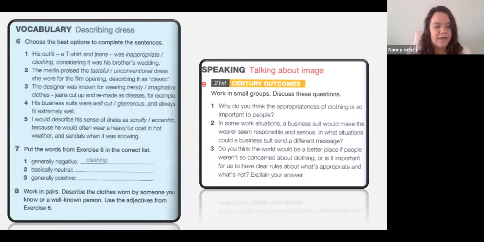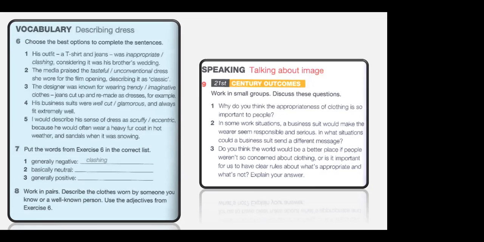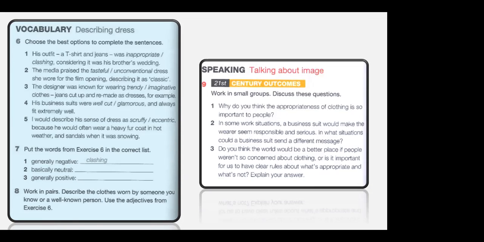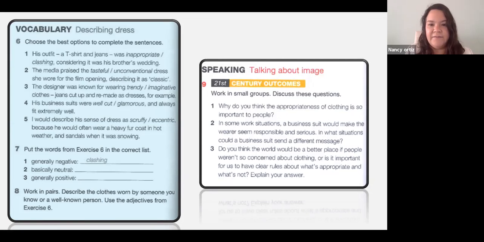Glamorous. Glamorous. Two more. Trendy. And one more that is usually positive. Imaginative. Very good. Exactly. Perfect. Now we won't do activity 8, okay? Only until activity 7.